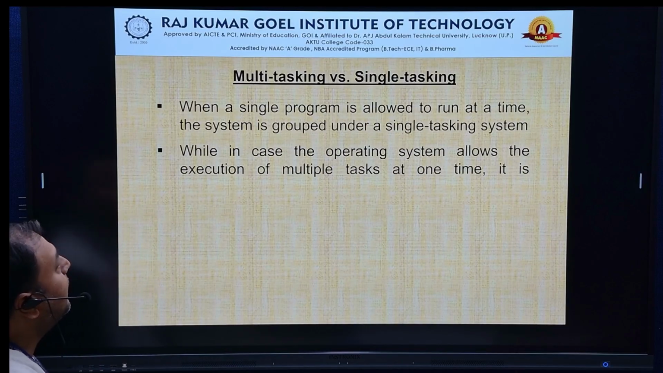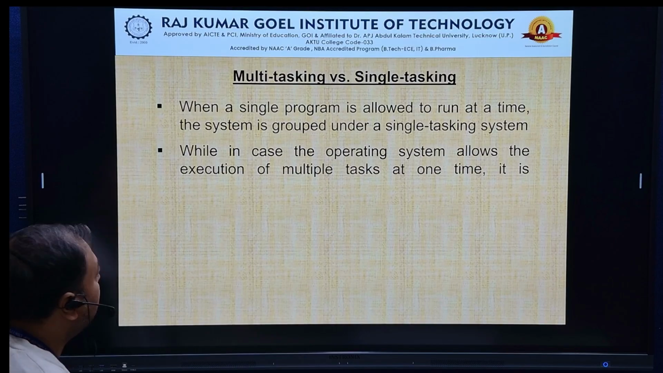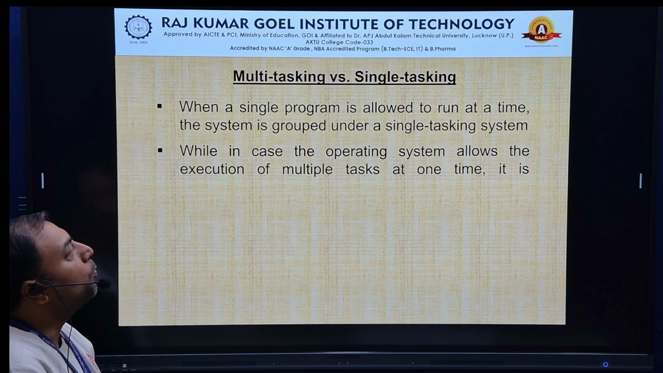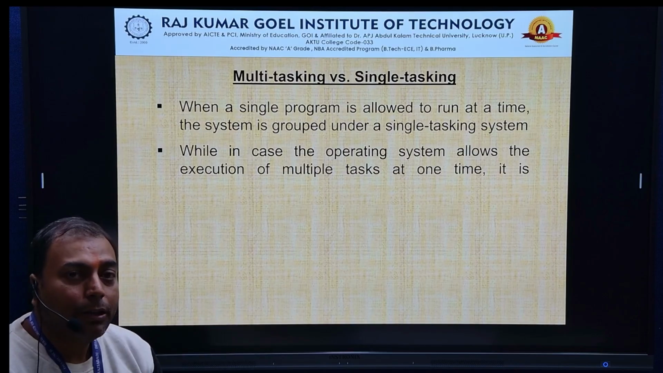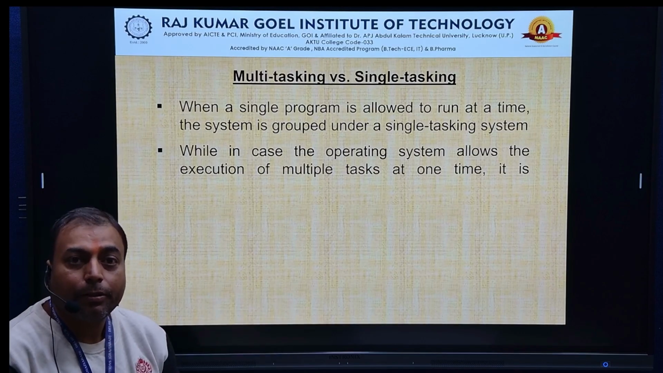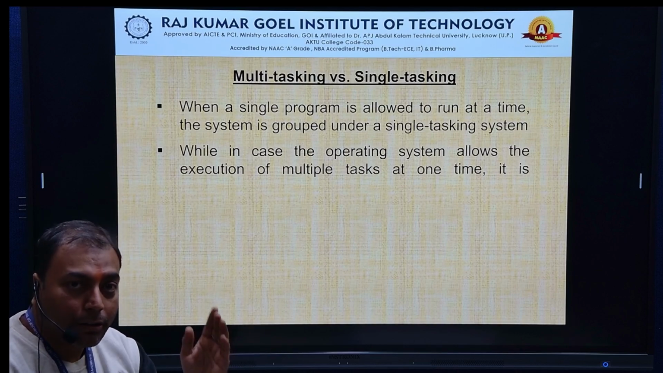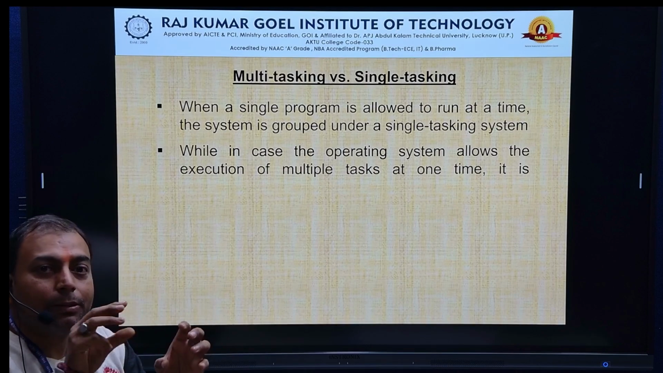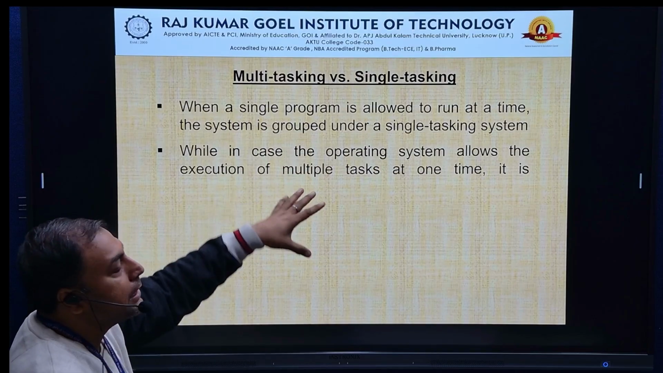Now, third is multitasking and single tasking. When a single program is allowed to run at a time, the system is grouped under a single tasking system. Just for example, we open MS Office, MS PowerPoint, MS Access, network. All these are small tasks in a system running at a time, which is called multitasking.